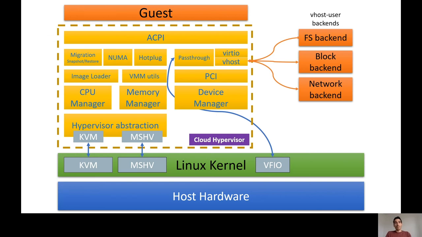And here is a summary of the features we went through. The features, yes, but we can also see the abstraction layers that we have in the code right now. So the CPU manager, the memory manager, and the device manager are the three big components. And the hypervisor abstraction is the one we talked about, MSHV. That's pretty much it. Summary of the virtualization stack and how CloudVisor defines interfaces in there.